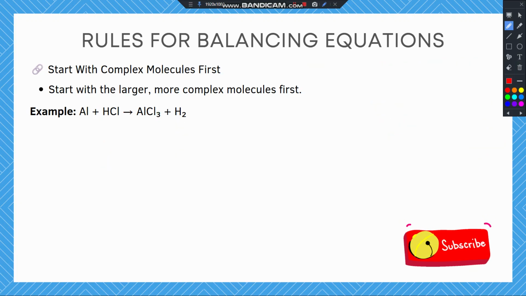So let's do that very quickly. Now our equation becomes Al plus 6HCl giving us AlCl3 plus 3H2. So now hydrogen is balanced with 6 atoms on both sides. Aluminium is also balanced with 1 atom on both sides.